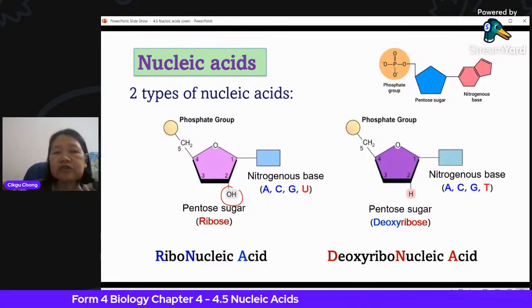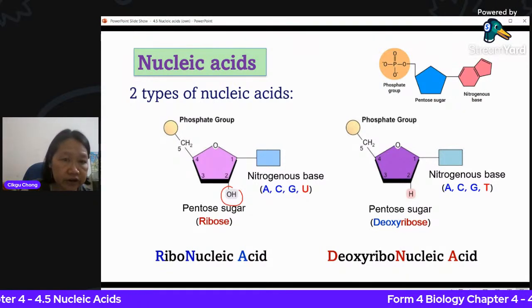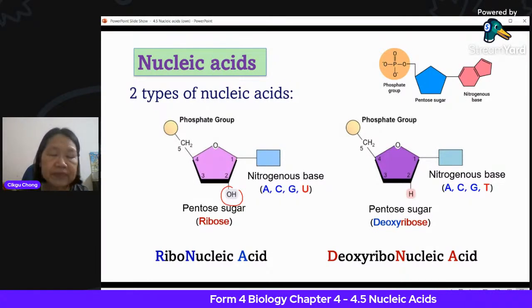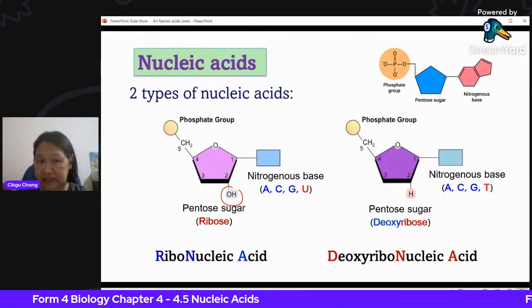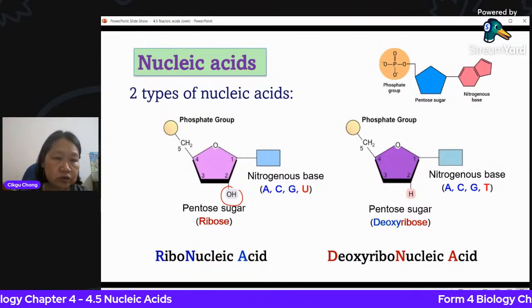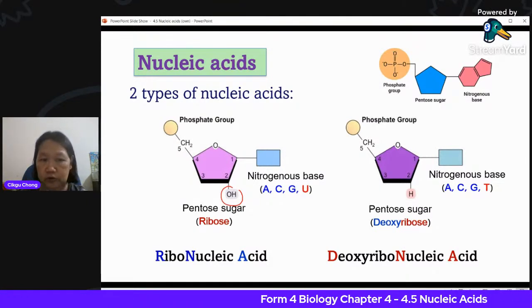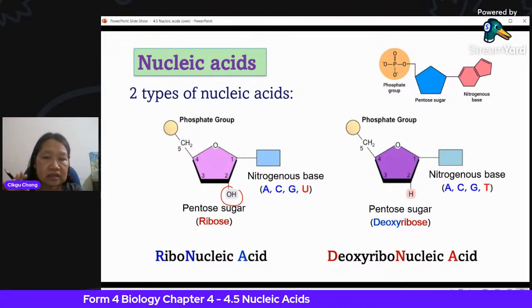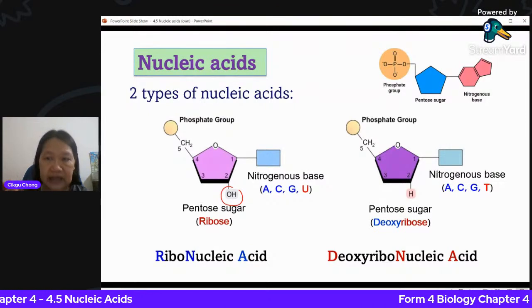There's also another difference, which is the nitrogenous base. For ribonucleic acid, it can be A over here, it can be C. What are A, C, G, and U? These are different types of nitrogenous bases. I will show you in the next slide. Adenine, cytosine, guanine, and uracil for ribonucleic acid. And for the DNA, it is the A and the C, the same, G, but this one is thymine.